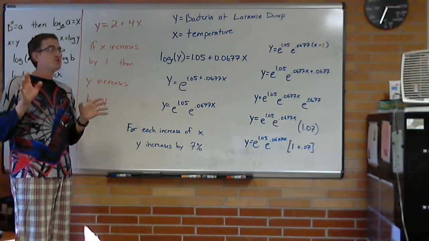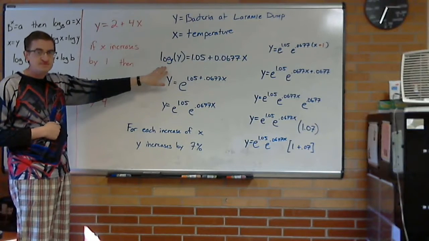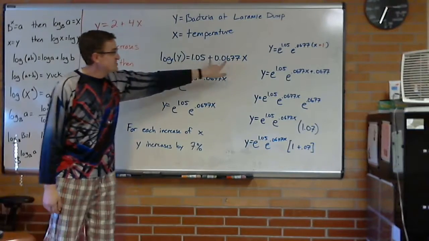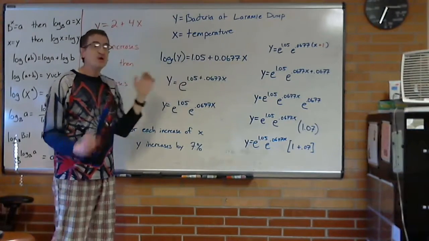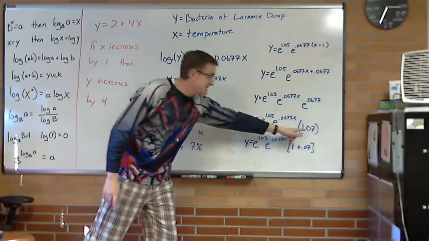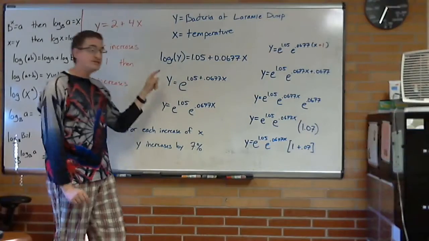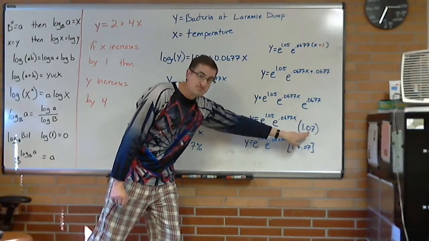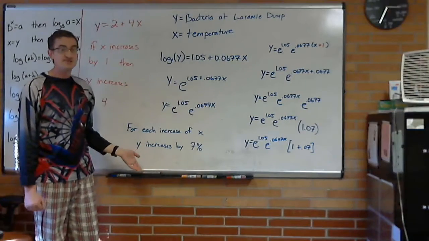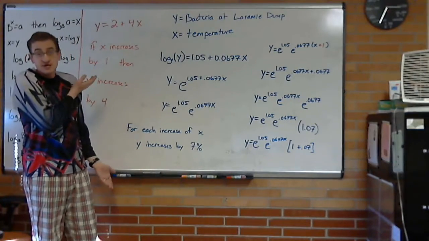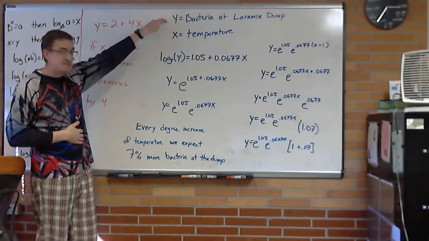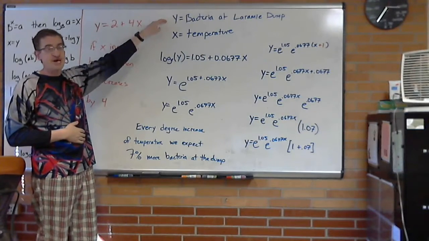And you might say, hold on, what if I had used a different log here, like a log base 10? That would have changed this number to be whatever it needs to be to get the exact same value here. It really doesn't matter what log you use here, you'll end up with the same multiplicative effect of 7%, which in the context of this scenario is saying that every increase of temperature causes 7% more bacteria at the dump.